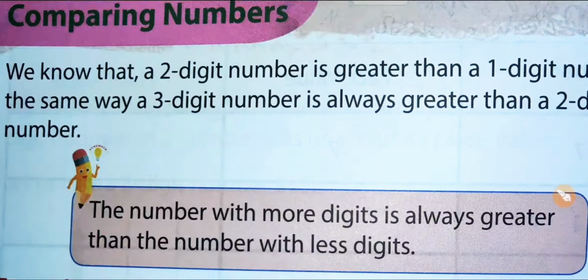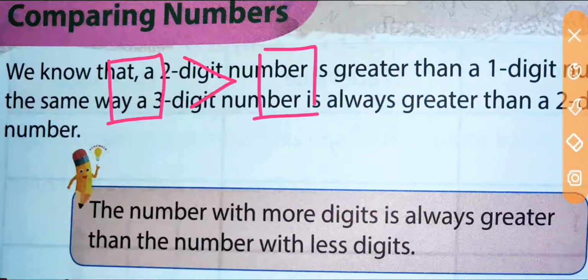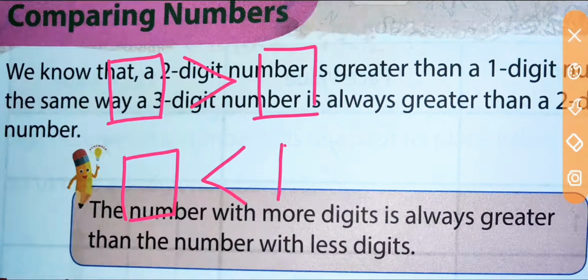Comparing two numbers means finding which number is smaller and which number is greater. And this can be represented by these symbols. This one is greater than, that means the number which is on this side is greater and the number which is on this side is smaller. And this sign is called less than sign. That means the number which is on this side is less than the number which is on the right side.